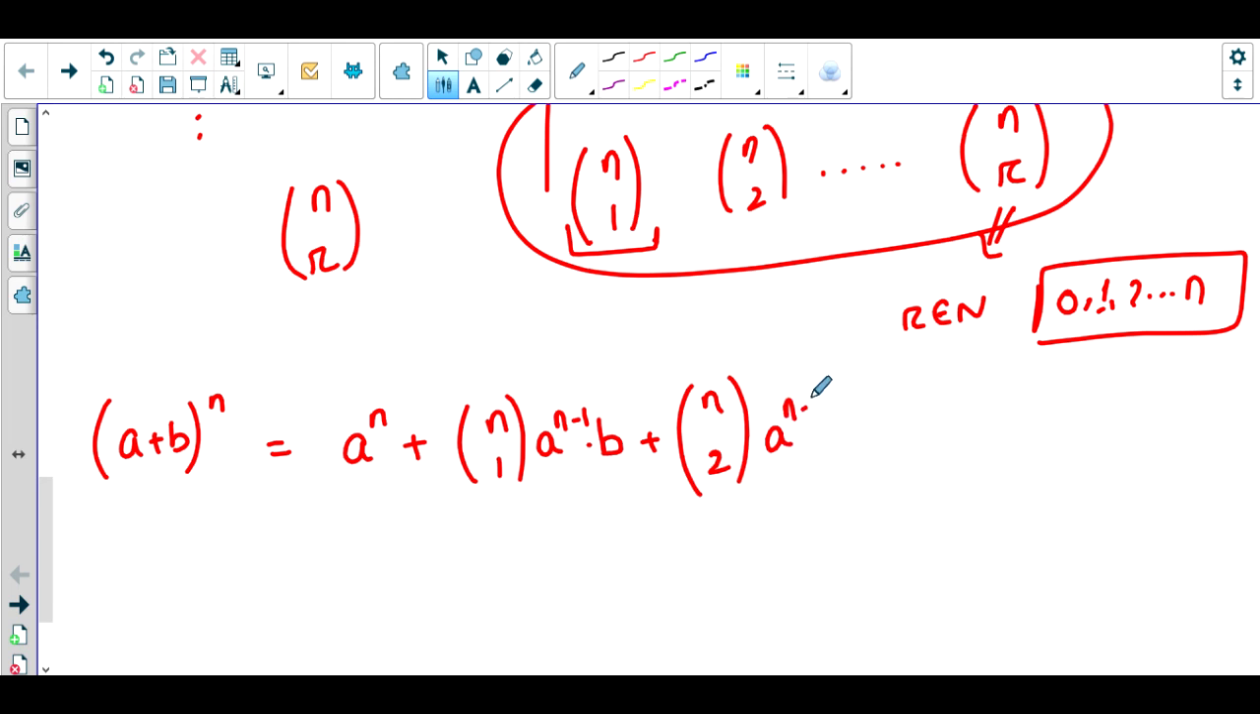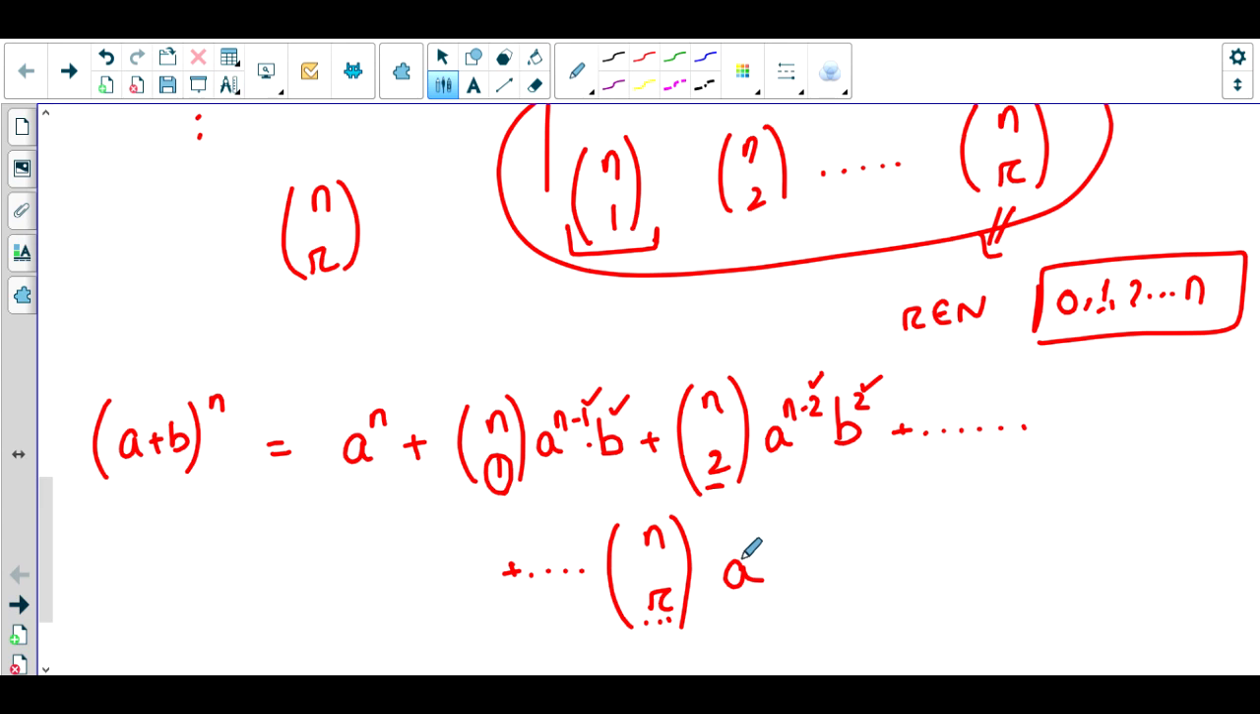a^(n-2) b^2, going on, it will continue. Let's take a general term. Let's say if we have nCr. So here should be what? If it is 1, here it's also n minus 1, and b power is also 1. If it is 2, n minus 2, b power is also 2. If it's r here, it will be what? a^(n-r) into b^r. Continuing, what will be the last term? Last term will be b^n.